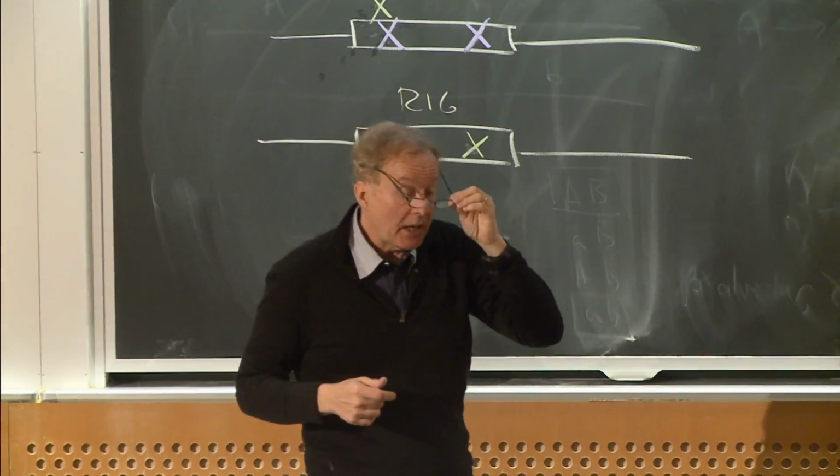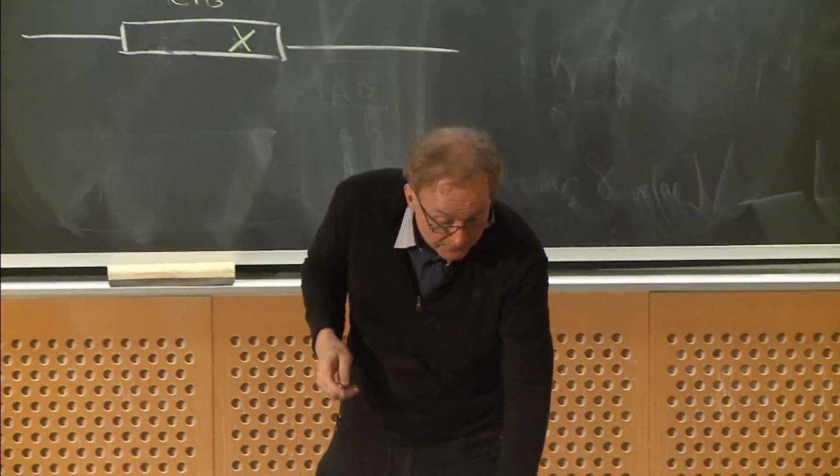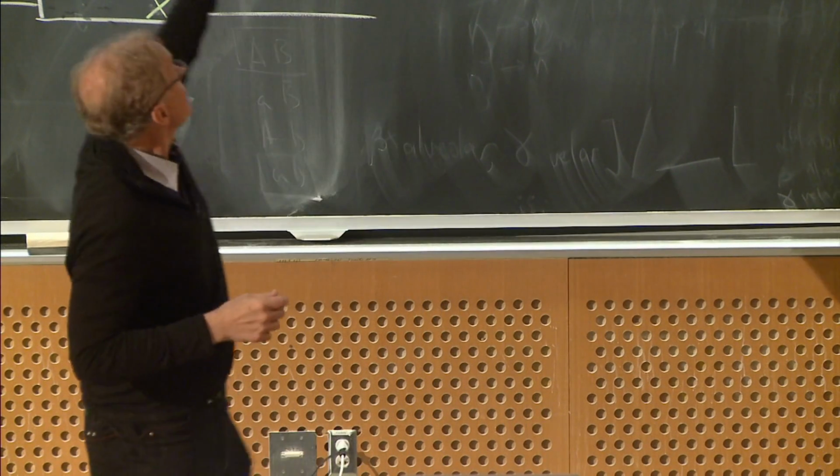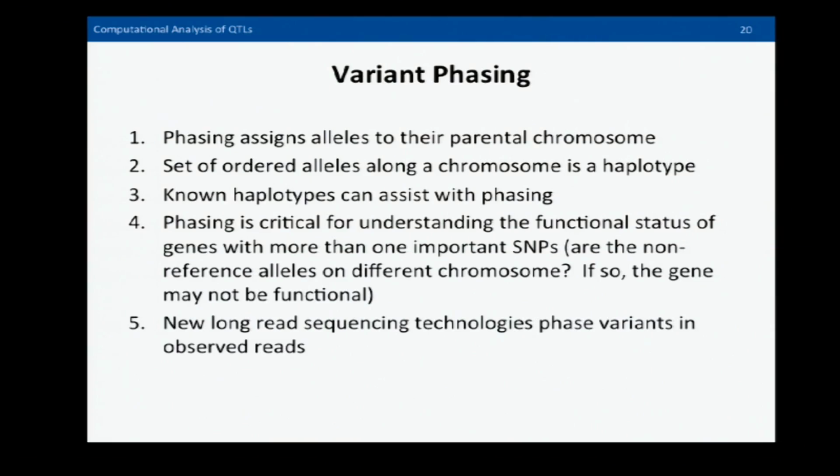So then the question comes, how do we phase variants? Phasing assigns alleles to the parental chromosomes. And so the set of alleles along a chromosome is a haplotype. We've talked about the idea of haplotypes.